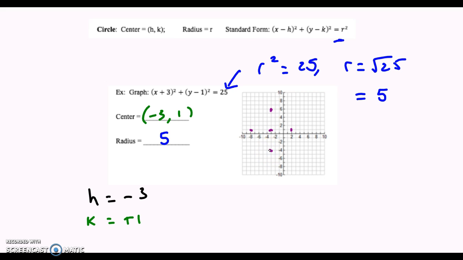Again, I went a distance of a radius of 5 for each point in the horizontal and vertical distance: right, left, up, and down 5 units. I'll connect those outlying points, and connect them to the best of my ability, and that should be the graph of my circle.